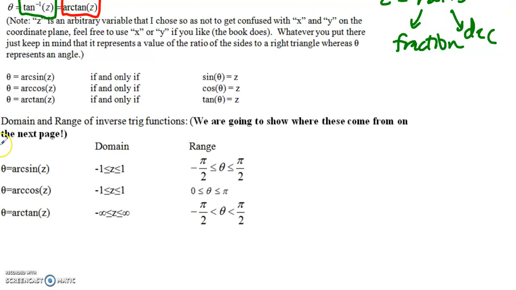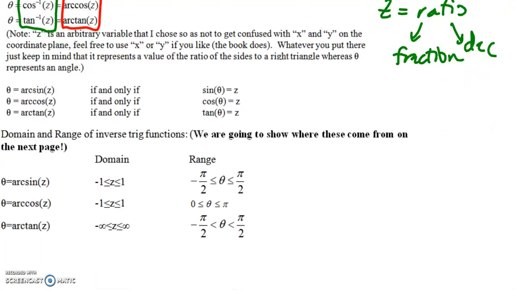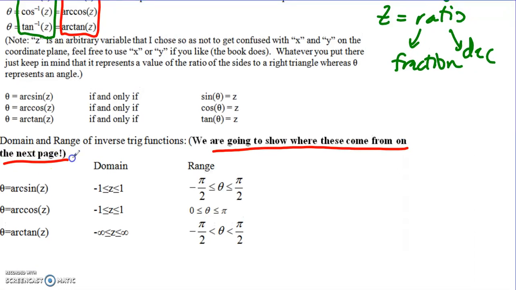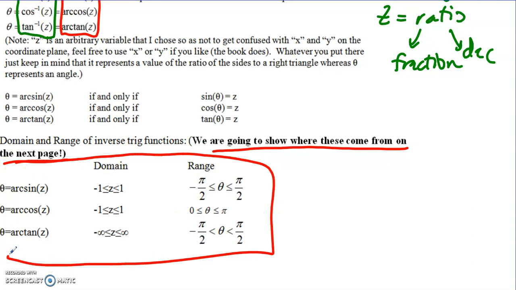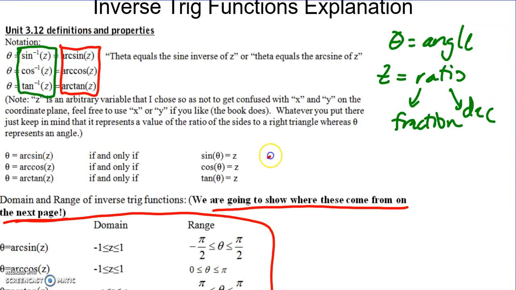Here are the restrictions that I am talking about. Now we are, as it says here, we are going to show where these come from on the next page, but I just want to highlight here for you that this information will be important later. So it's just nice and organized for you.